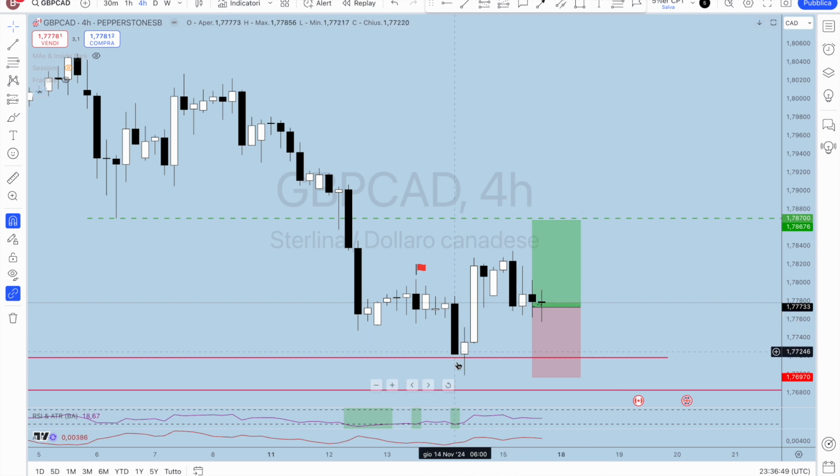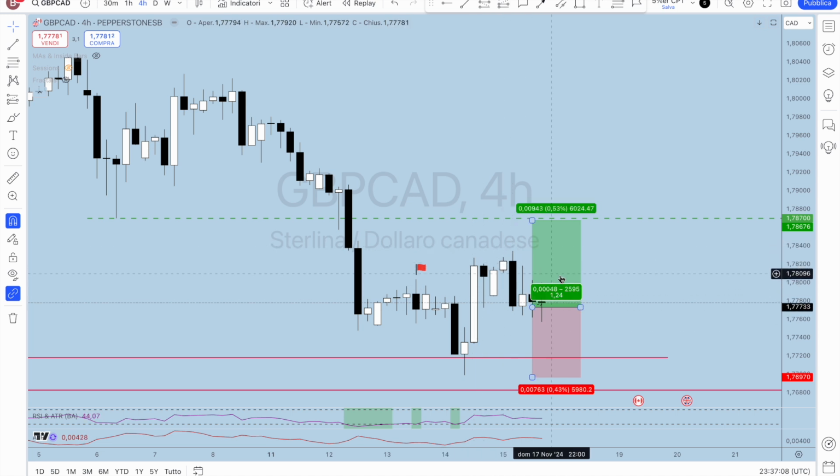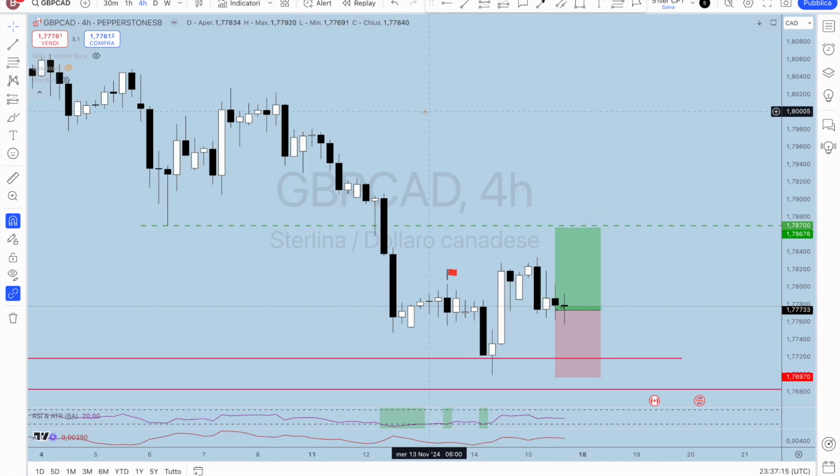I was looking for either double bottom or shift of structure. This was the last swing point which I was looking for it to be broken. This bullish candle broke the structure. So after the structure was broken, I basically set up my entry.